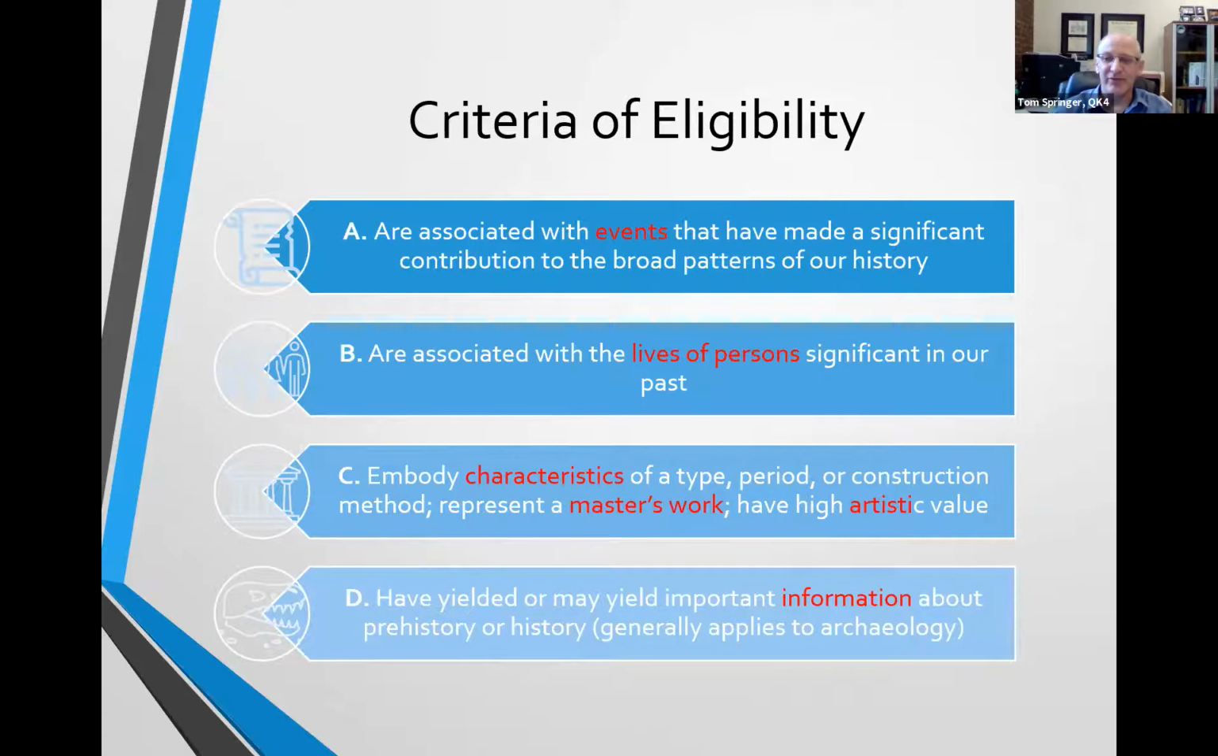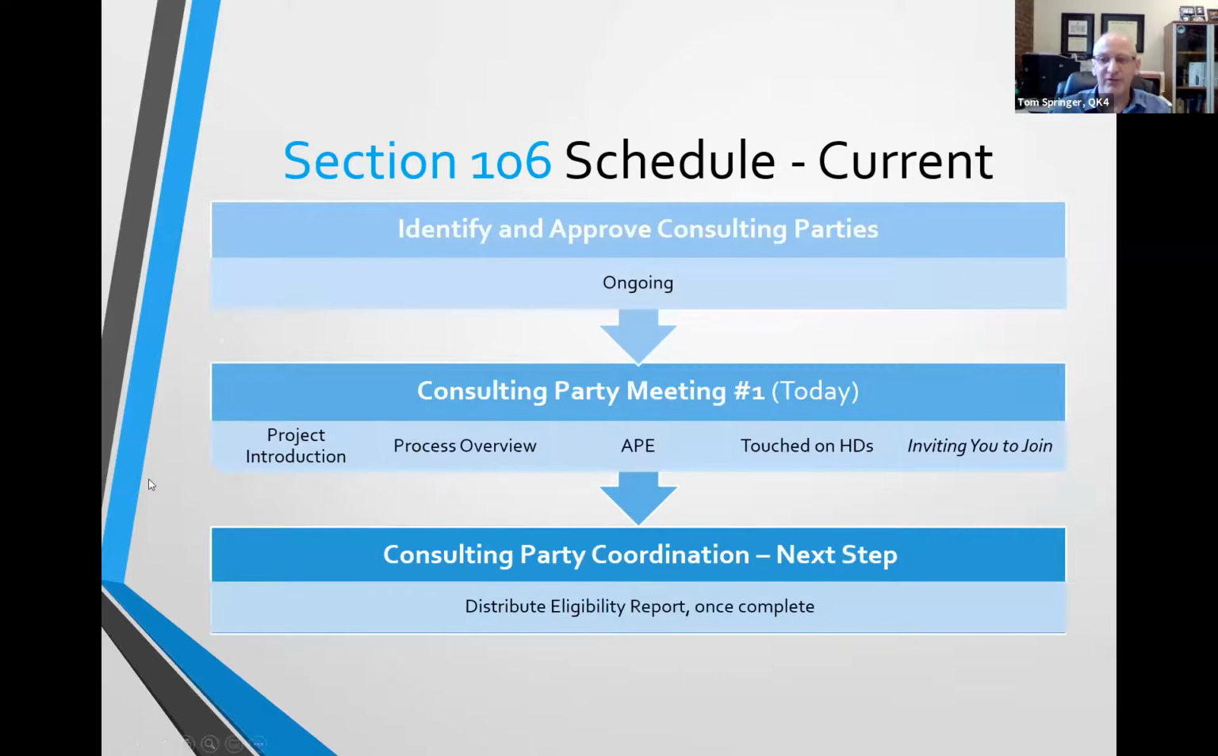So let's talk about the Section 106 consultation schedule. Currently, we're in the process of identifying and approving consulting parties. That is ongoing, part of this meeting. What we have is project information that we're talking about today, an overview of the process, which is what I'm talking about right this moment, the area of potential effect, the map that you saw there. We kind of touched on the historic districts, and we're inviting you to join if you want.